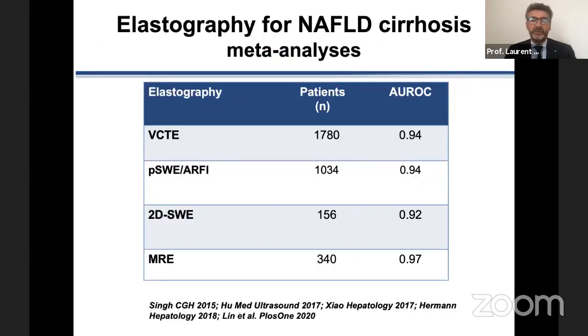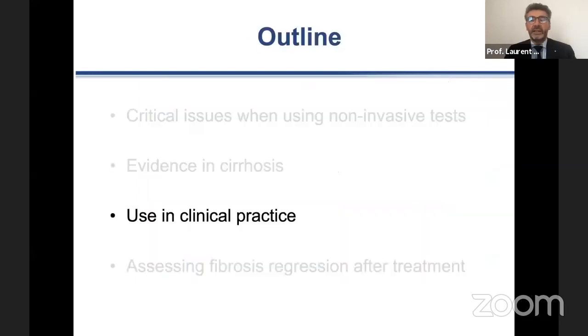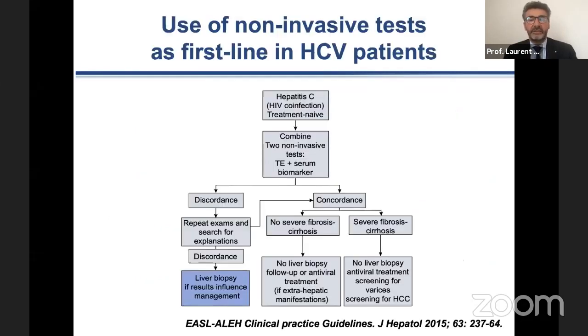What about elastography? Again, if you look, the most validated technique is VCTE, and again, you have a very high AUROC above 0.90. So how should we use these tests in clinical practice?